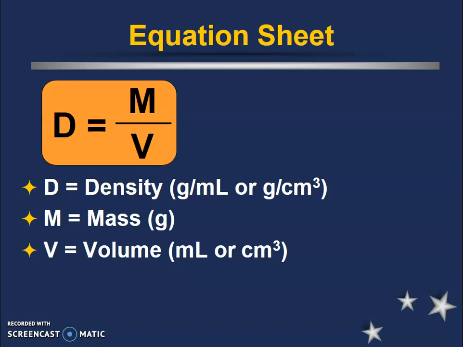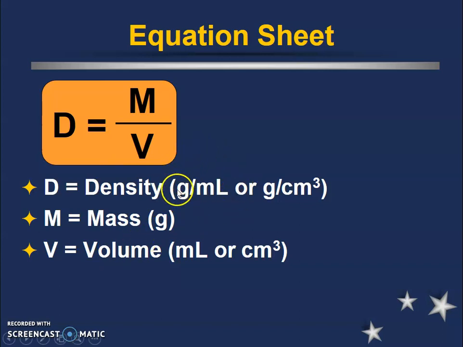Write the equation. Then, either next to the equation or below the equation, write out a key. Okay, so the D in the equation stands for density, the M in the equation stands for mass, and the V in the equation stands for volume. That way you know what kind of information that you're looking for to be able to plug this in.